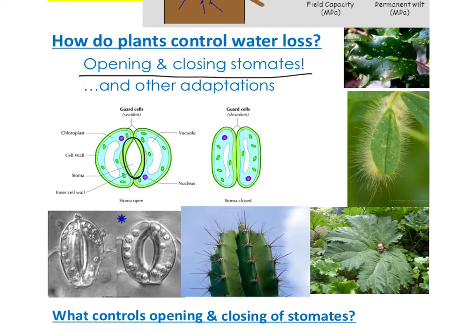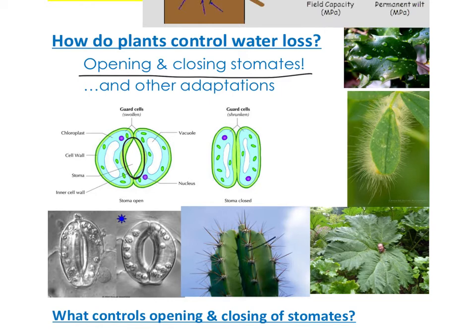However, if the stomate is closed, the plant can't take in carbon dioxide. So it's like a little conundrum. The plant has a problem. It needs the holes open, but doesn't want them open too long. Plants have evolved also several ways other than just opening and closing stomates to also combat water loss.